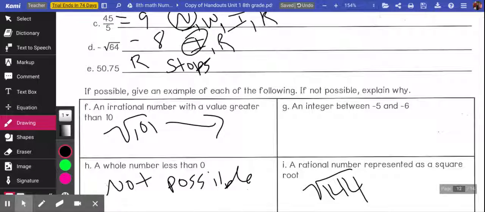Okay, an integer between -5 and -6. So again, that's not possible because integers are whole numbers. And so you cannot do that. Not possible again.